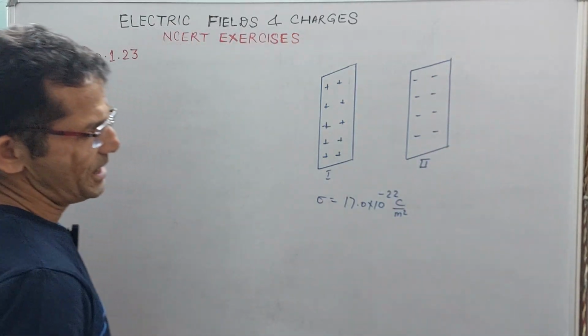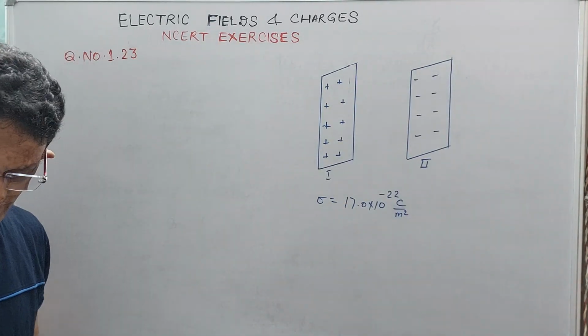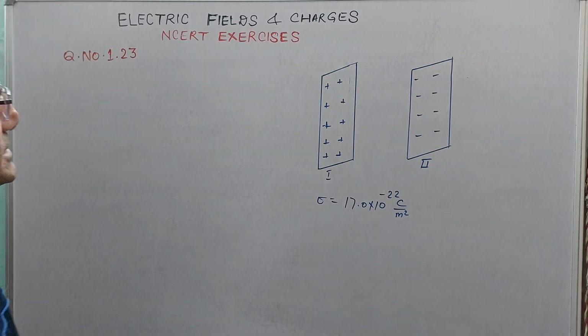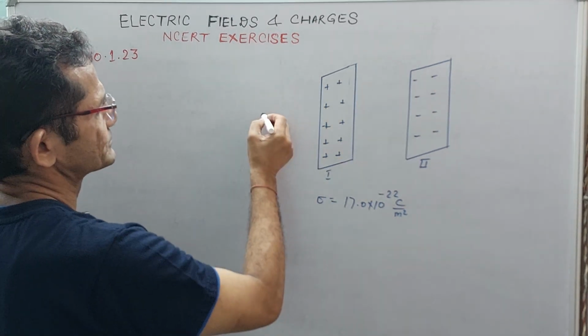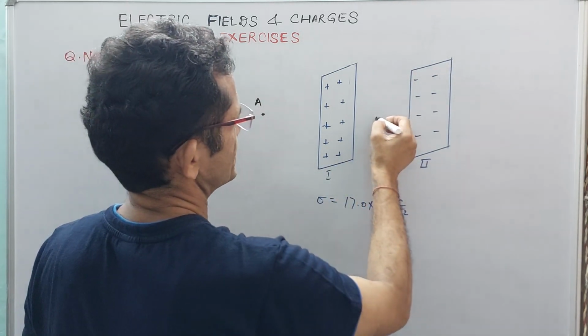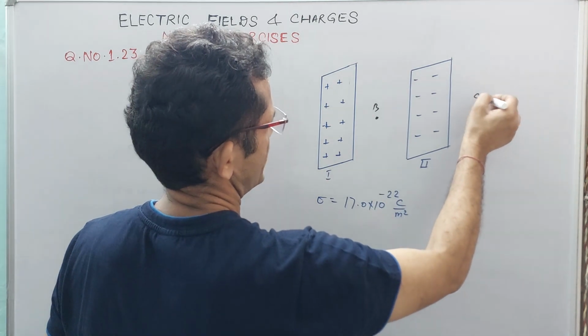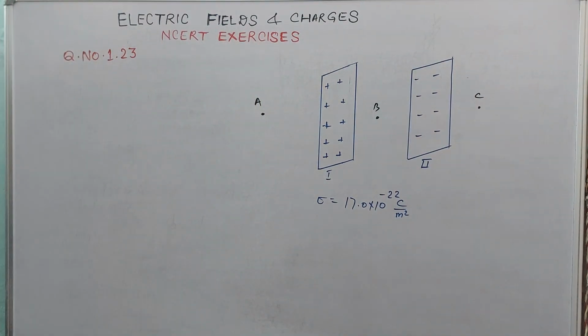So both have the same surface charge density. So we have to find out the electric fields in the three regions. This is the first region at the point A, and between them, suppose here B, and at the point C. These are the three regions where we have to find out electric fields.